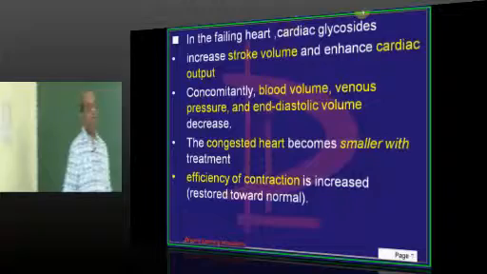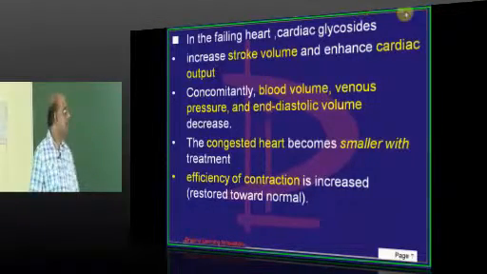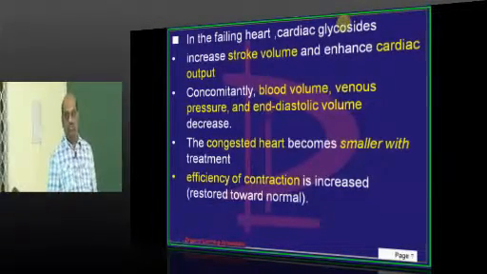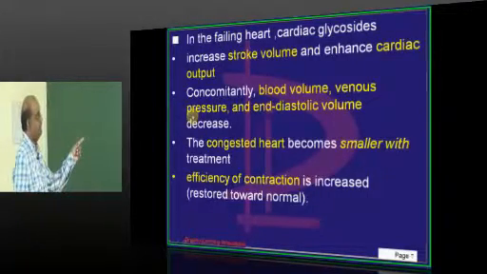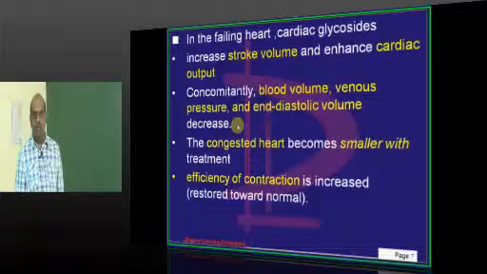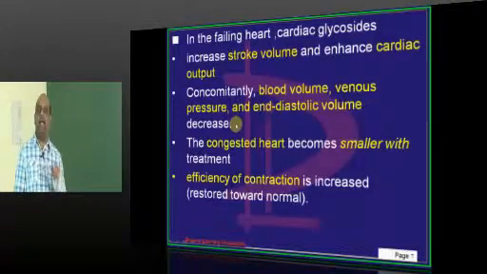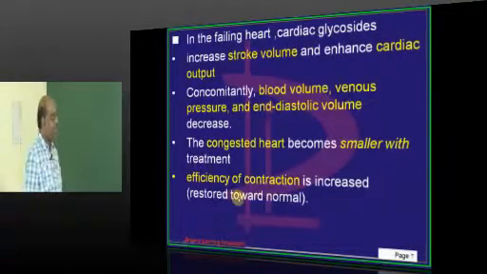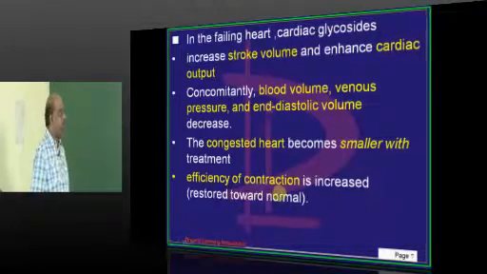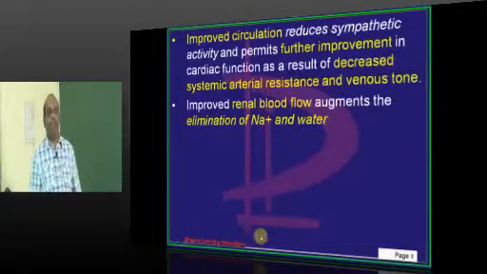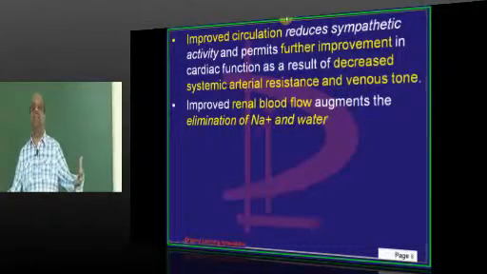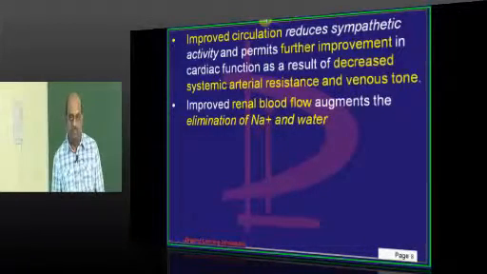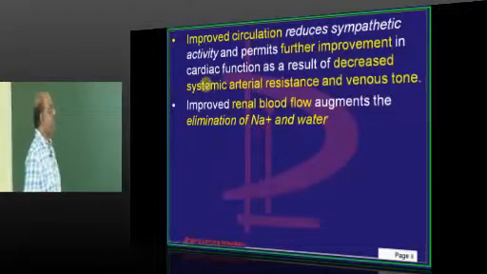If you give a cardiac glycoside to a failing heart, stroke volume will improve, it will increase the cardiac output, at the same time the venous pressure will come down, end diastolic volume will come down when the inotropic state of the heart increases, and the congested heart becomes smaller, the efficiency of contraction will increase, and there is an improvement in the circulation. So these are all the effects of Digitalis.